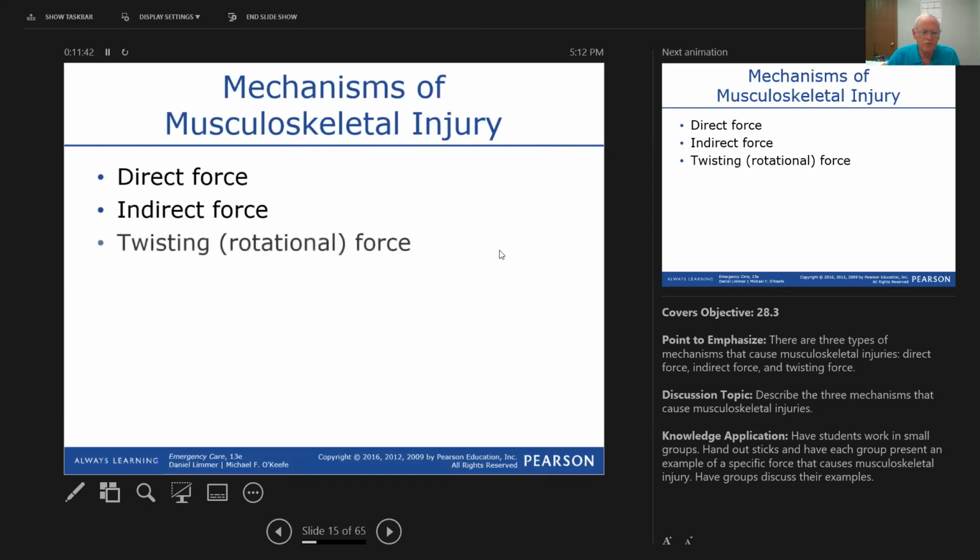And then we have twisting or rotational forces. The best example of this is somebody that's skiing and catches a ski and twists their leg and then breaks their leg. Football players, twisting forces, that's how their MCLs and ACLs and things like that get torn, because somebody grabbed their legs and twisted them somehow in many cases.